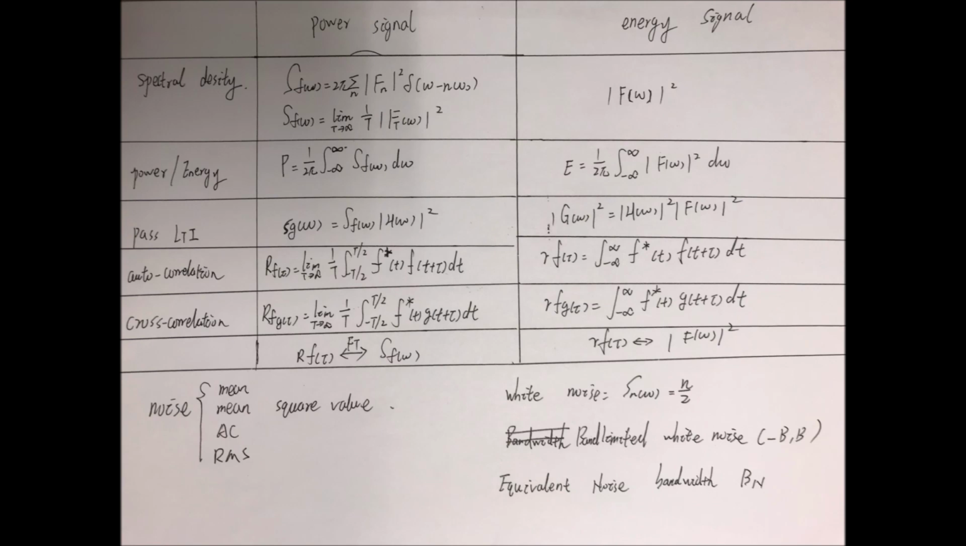Once we know the spectral density, we can find either power or energy from the density. For power signals, the integral of S_F(omega) gives the power. Same thing here: the integral of the energy spectral density gives the energy. Any questions so far?